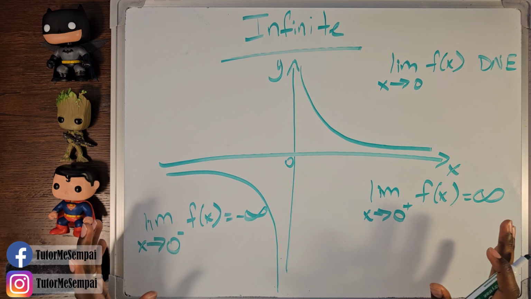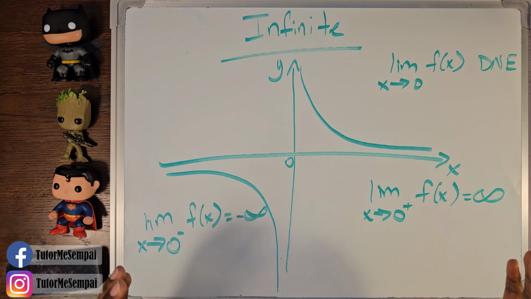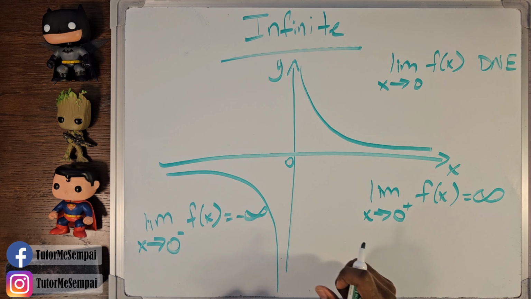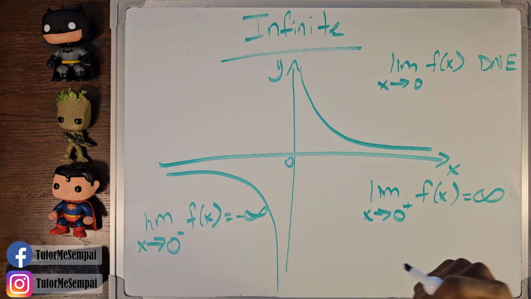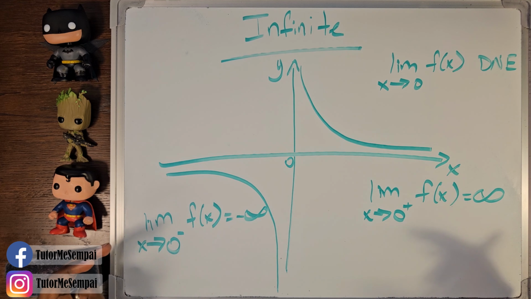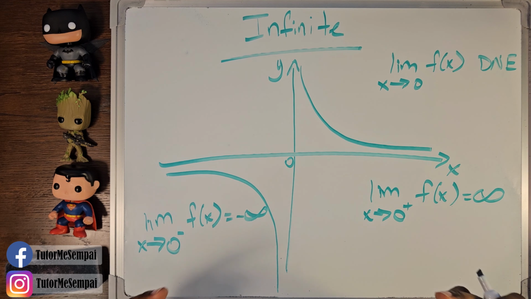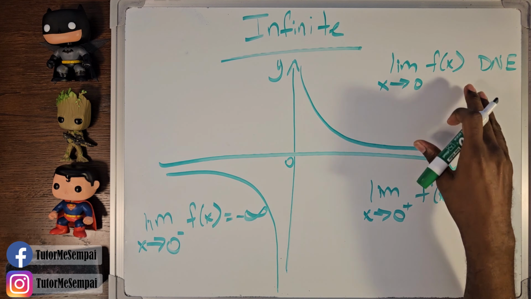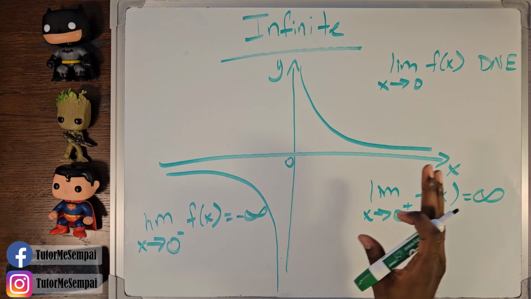It doesn't exist if your left-hand limit does not equal your right-hand limit. This is a discontinuous function without a limit at 0. Now you have a left-hand limit and you have a right-hand limit, but you do not have an overall limit because your two parts are not approaching the same thing. Now that doesn't mean that all infinite discontinuities do not have limits. That's not what I'm saying.